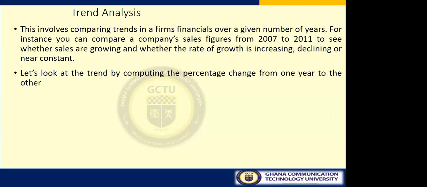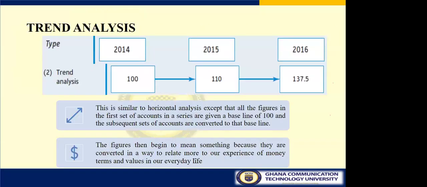Trend analysis. This involves comparing trends in a firm's financials over a given number of years. For instance, you can compare a company's sales figures from 2007 to 2011 to see whether the sales are growing and whether the rate of growth is increasing, declining, or near constant. Let's look at the trend by computing the percentage change from one year to the other. So we know a trend, right? We want to find the pattern, whether it's increasing or decreasing.